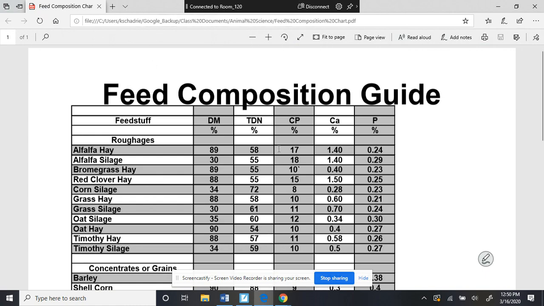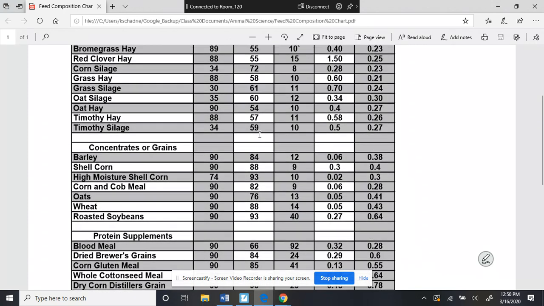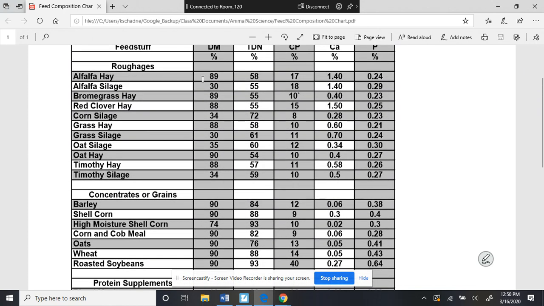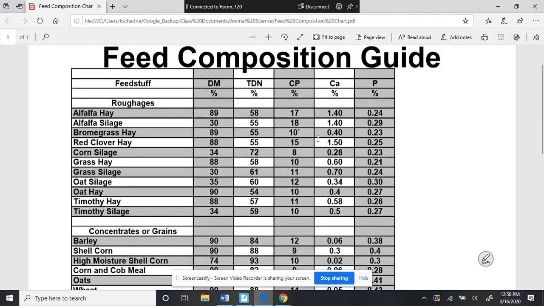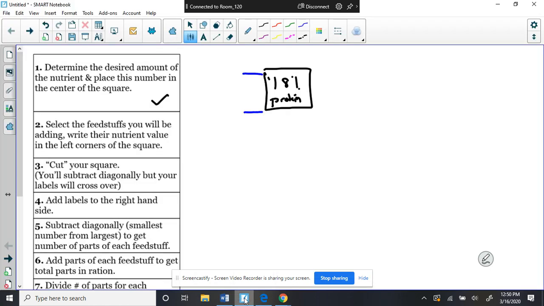So I have lots of different feedstuffs I can use. Oftentimes I'm going to give you in your problem which ones I'd like you to use, but today I think we're just going to use some easy ones. So I think we'll start with, let's do one below, and let's do corn silage. So corn silage is 8. So I'm going to go back to my document. I'm going to put in a CS to help me know that that's corn silage, and I'm going to put an 8 in that top corner.